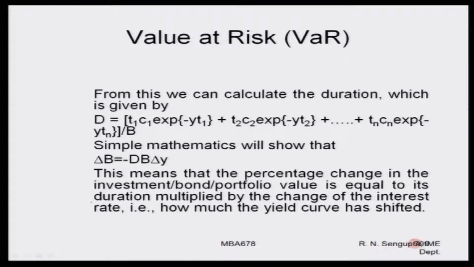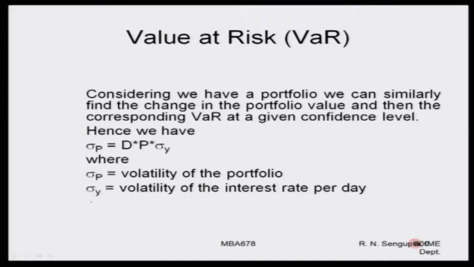This means that the percentage change in the investment or the bond or the portfolio is equal to its duration multiplied by the change of the interest rate, that is how much the yield curve has shifted technically. We have already done that. Now, consider we have a portfolio, we can simply find the change in the portfolio and then the corresponding value in the VaR terms, which would be this.